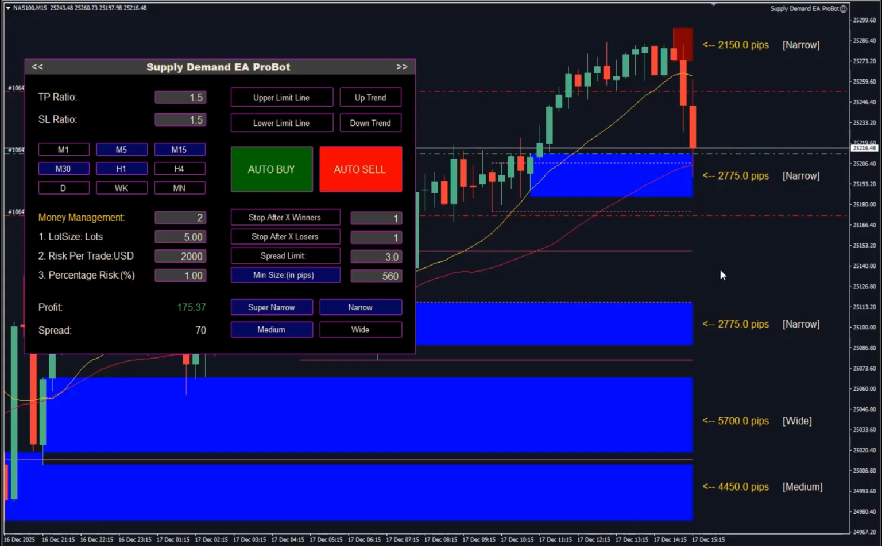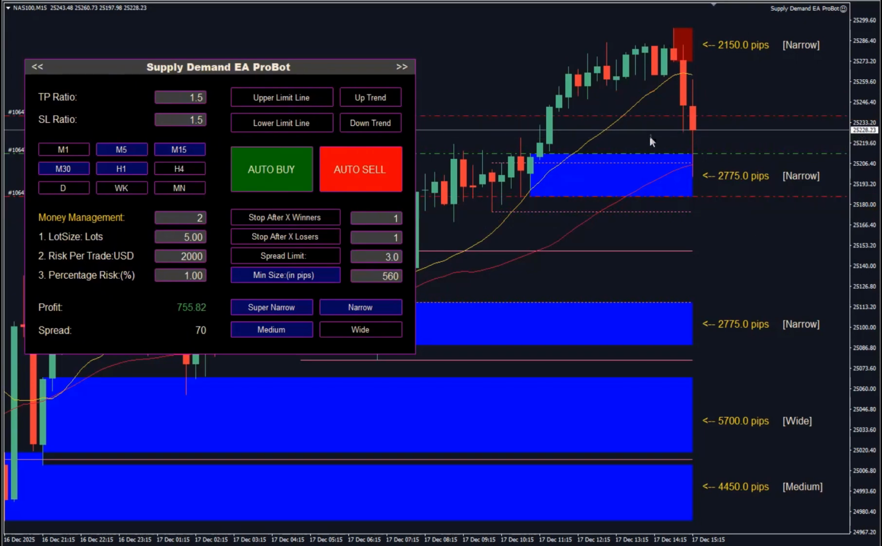We just have the second trade the EA placed, on Nasdaq, 15 minutes time frame, on this narrow demand zone. We also have the moving average here. It is a nice setup. I'm going to move the take profit lower, and also the stop loss a bit higher.